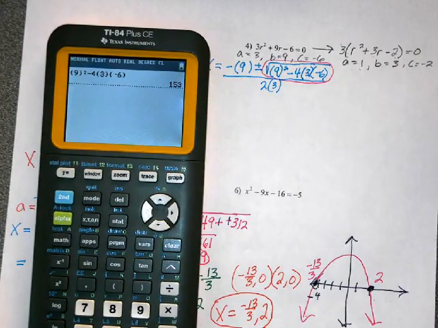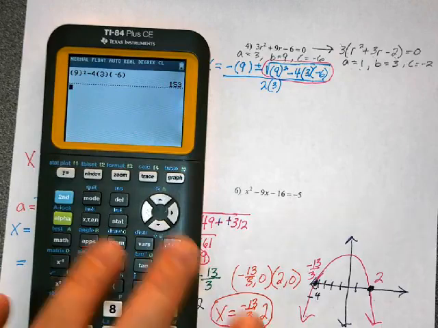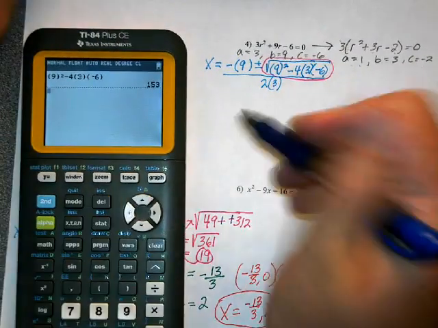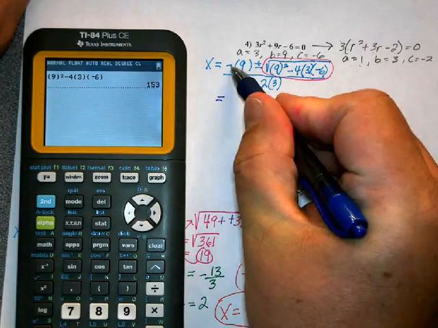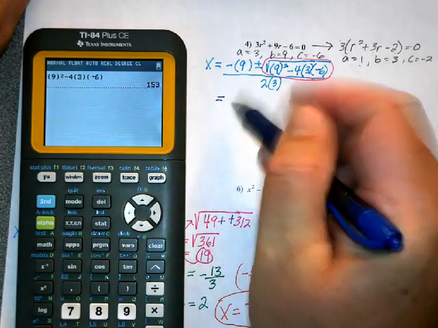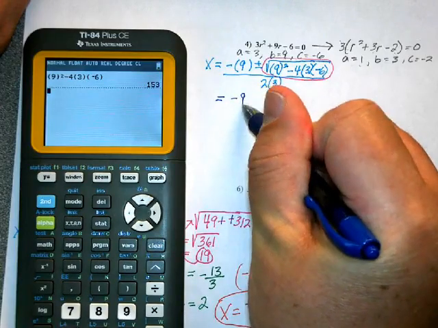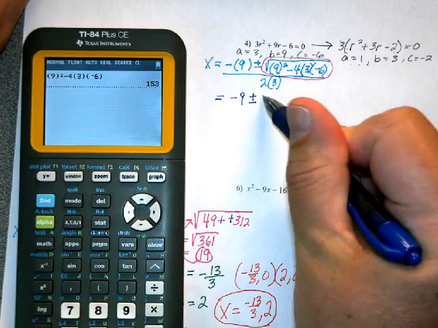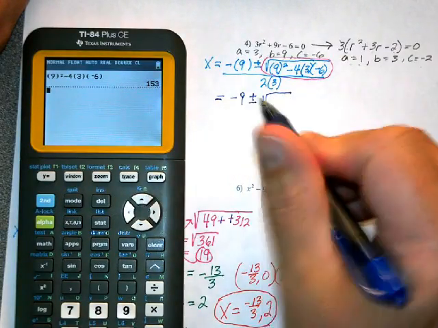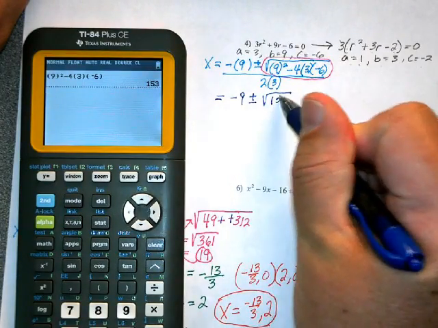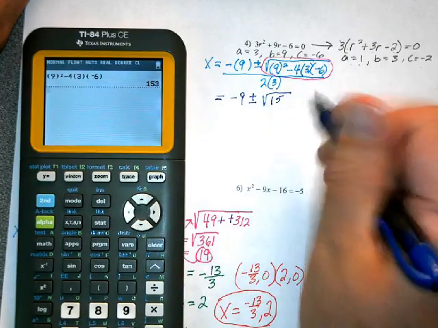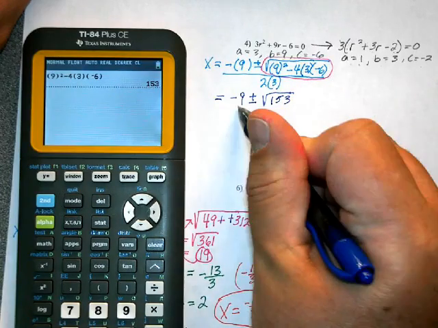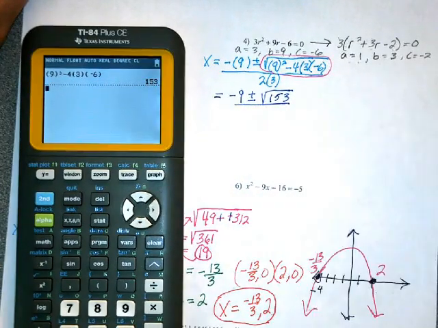So I'm going to rewrite this. This equals, let's see, that -9, I can drop these parentheses. -9 plus or minus the square root of 153. Ooh, 153, oh no, it's not a prime number. All divided by 6.